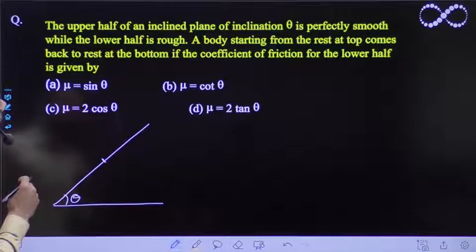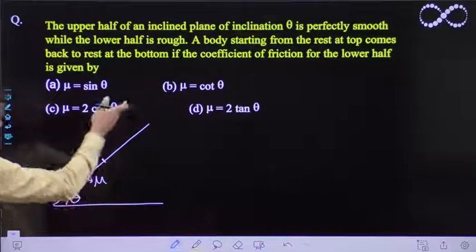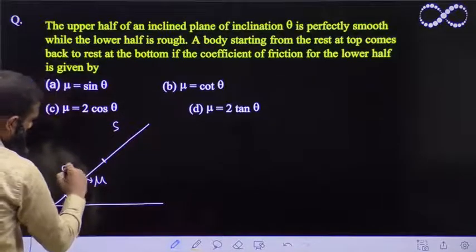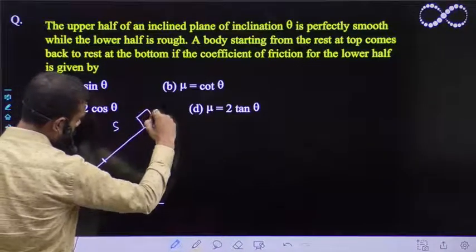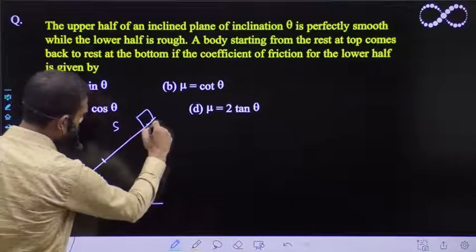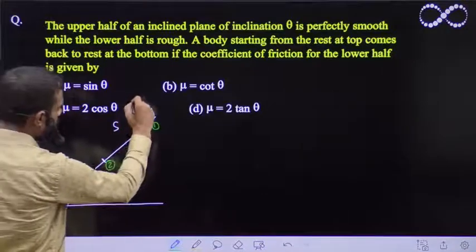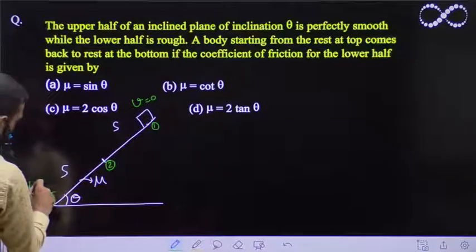A body starts from rest at the top and comes back to rest at the bottom. If the coefficient of friction for the lower half is given by, here you have to find the mu. So let us take the total distance: the upper half I am taking as length s and the lower half also length s. The body has started from rest here. I will make three positions: position 1, position 2 and position 3. At position 1 the speed is 0, as given in the question, and finally the block comes to rest, so at position 3 the speed is also 0.